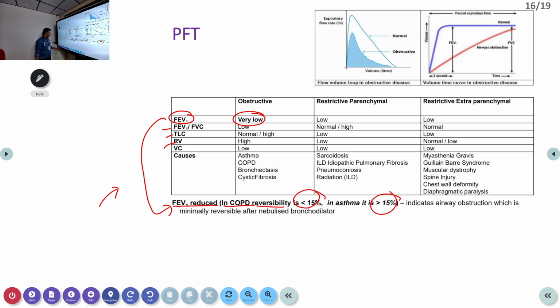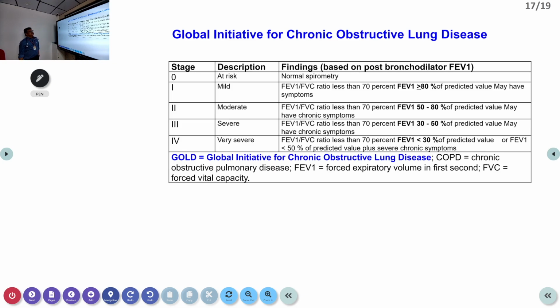Now there is a classification of COPD that is called the GOLD classification, Global Initiative for Chronic Obstructive Lung Disease. Here you can see mild, moderate, severe, very severe. It all depends on your FEV1 level: more than 80%, 50 to 80%, 30 to 50%, less than 30%. This is called the GOLD Initiative, Global Initiative for Chronic Obstructive Lung Disease, or GOLD classification for COPD.